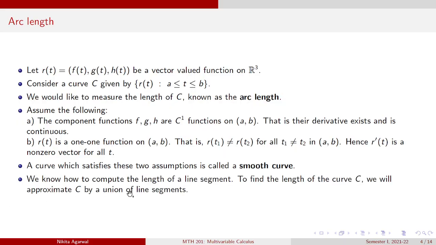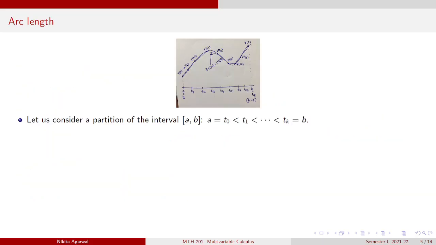We know how to compute the length of a line segment, right? You take the difference between the endpoints and take the norm. Now, to find the length of the curve C, what do we do? We will approximate C by a union of line segments. Okay, so let us see what we do.